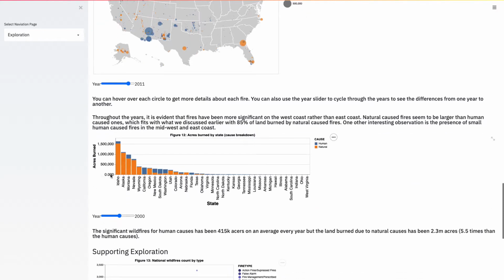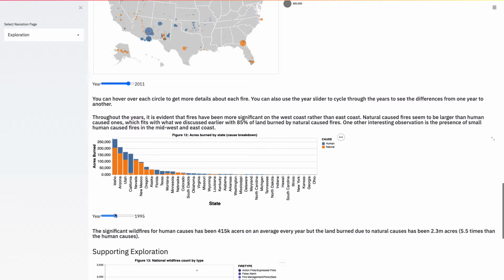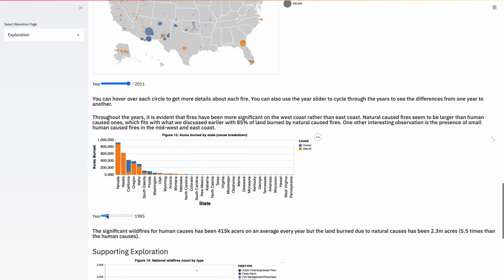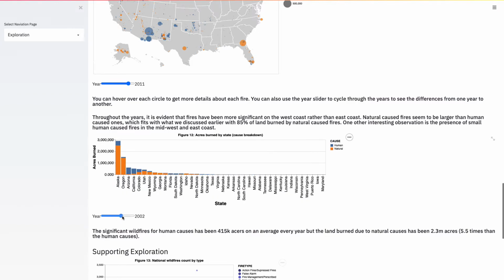Next, we have a bar chart breakdown of the states. The acres burned, also broken down by human versus natural, and they're sorted by the most acres burned, while also having a slider to cycle through the years to see which states had the most significant fires per year.